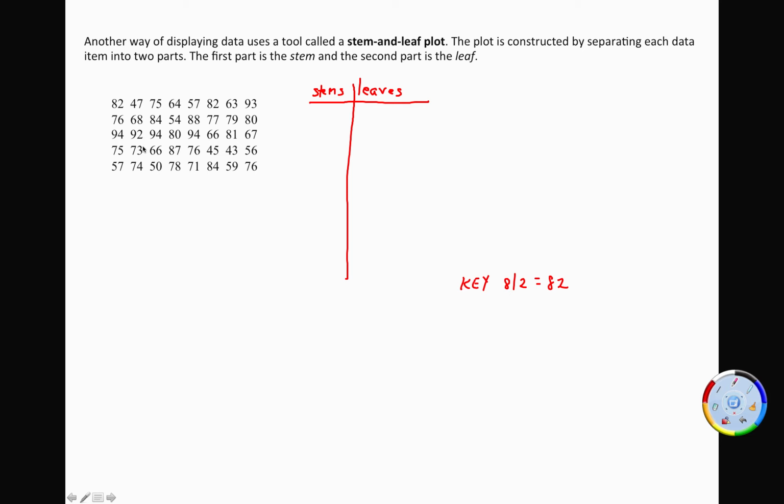Because my data points could have been 8.2, 4.7, 7.5. I could have let my stem be the whole number and the leaves the decimals. Or if these were in the hundreds, I could let my stem be the hundreds. If this was 825, my stem could be 8 and my leaf could be 25. Or 472, stem 4, leaf 72. So I need some kind of interpretation of how to read this stem and leaf. My stems go from 4 through 9.